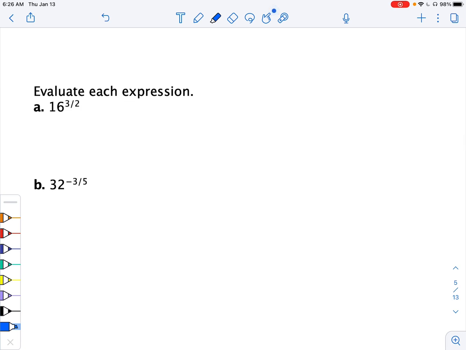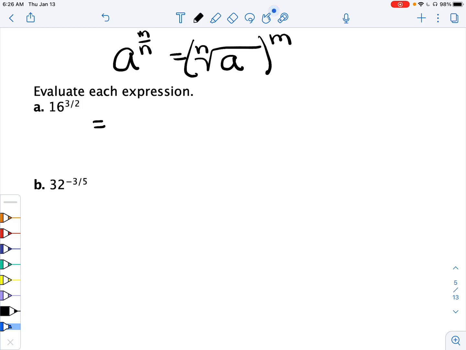Okay, this is in which form? Is it in radical notation or is it in rational exponent notation? Well, there's a little exponent there, so that means we're going to convert it to a radical notation. Okay, let me rewrite it again here. A to the m over n is going to equal, n is the index, right? A is the radicand, and then m is the exponent.